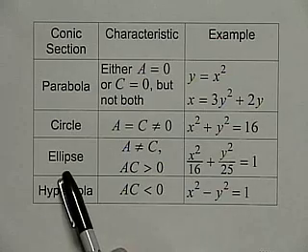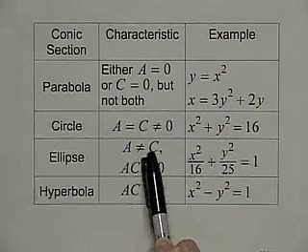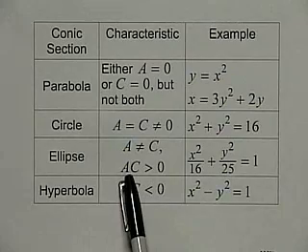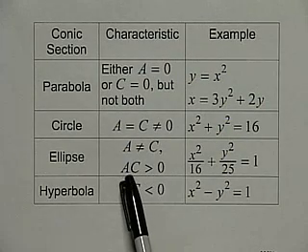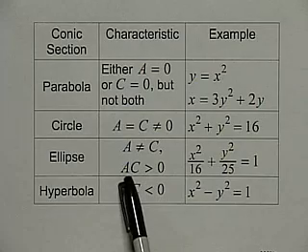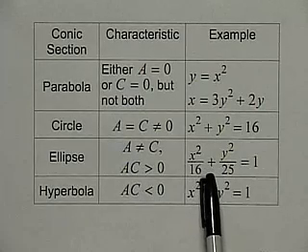For an ellipse, a and c are different, and the product ac is positive, which means either both a and c are negative or both a and c are positive. And here's an example of the standard form of the equation of an ellipse.